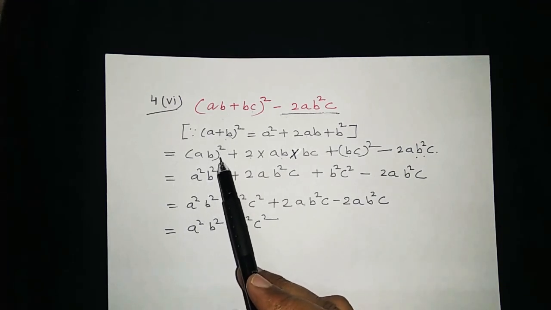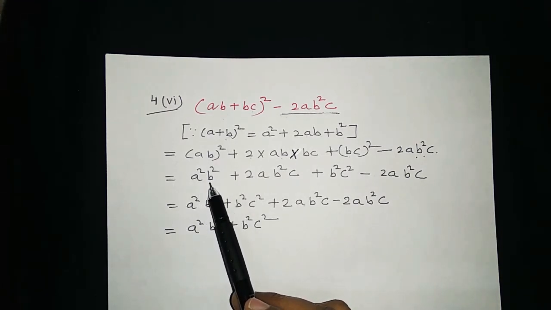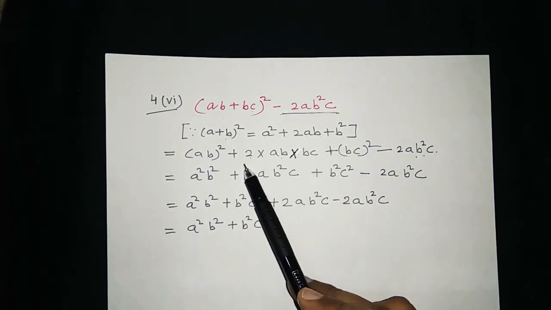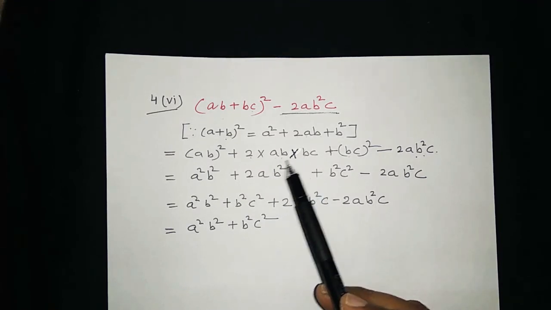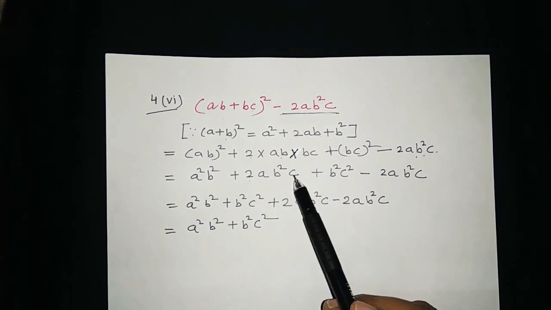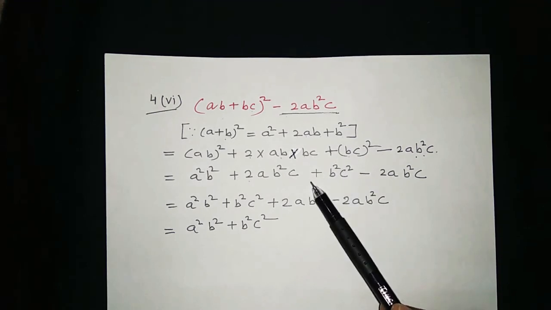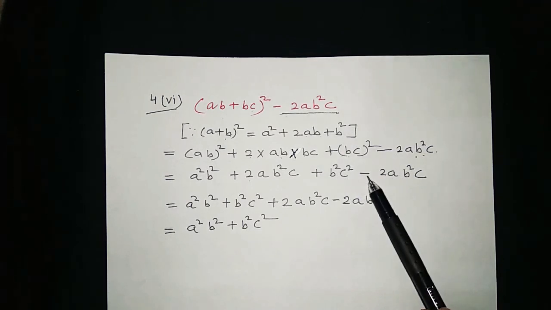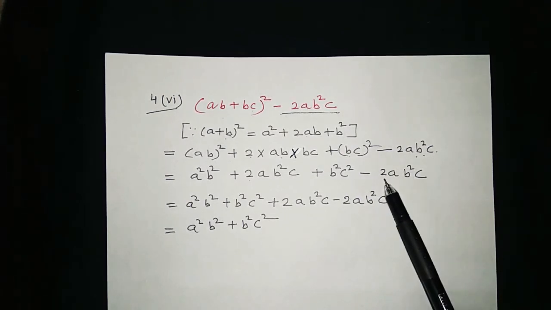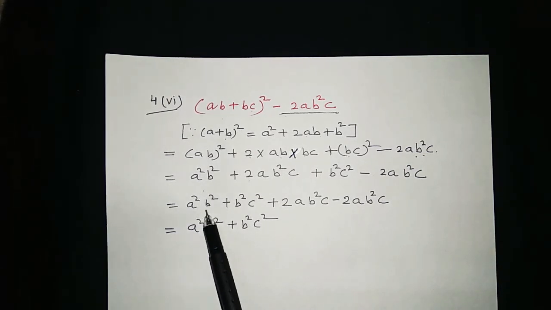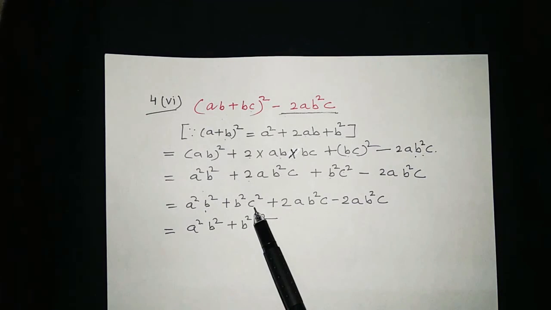Here for (AB) whole square we will write A square B square. The square will come on both. Plus 2 into AB into BC. So 2 here, we will write A, and B into B is B square, and this C we will write. Now plus sign, and for (BC) whole square we will write B square C square. Then minus 2AB square C. Now A square B square we will write, and then this B square C square we will write.